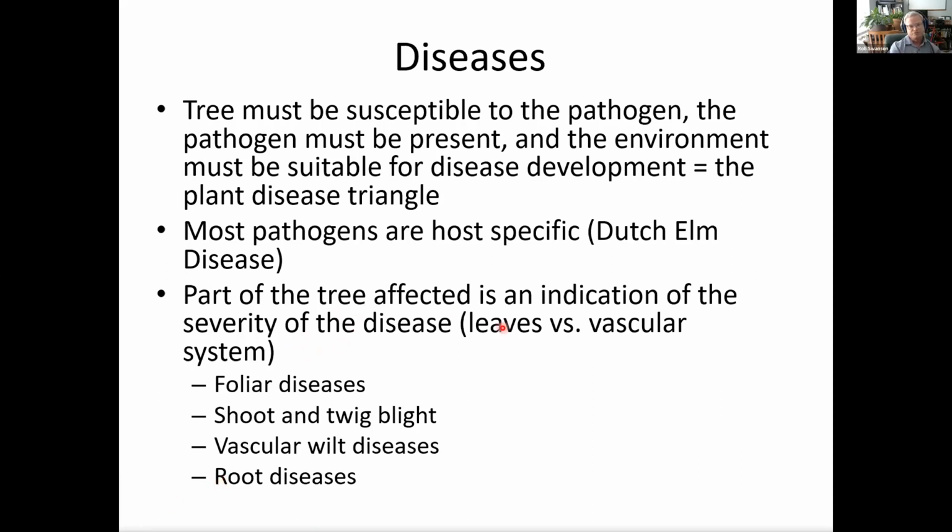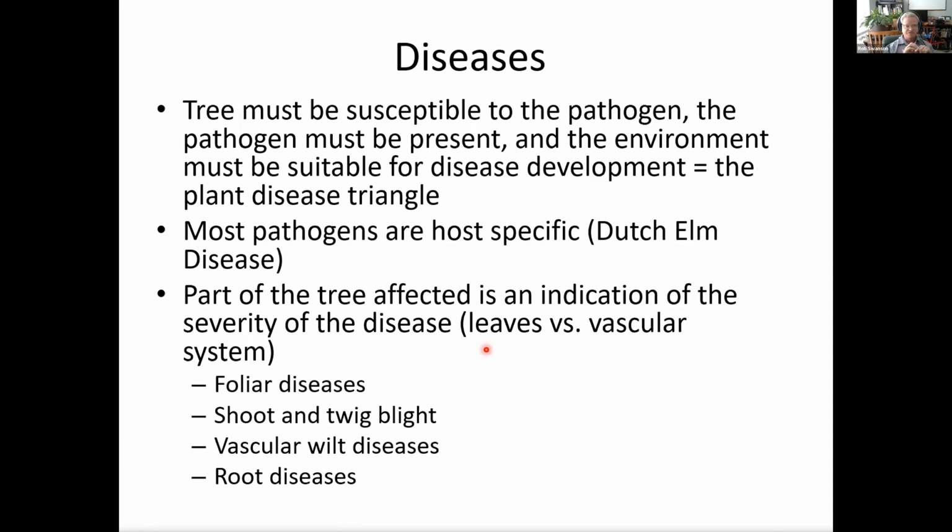The part of the tree that's affected is an indication of the severity of the disease. So this is sort of a generic way. If it's concentrated to the foliage only, then we would say it's cosmetic, if it's not getting into the vascular tissue. But even foliar diseases can become a problem.